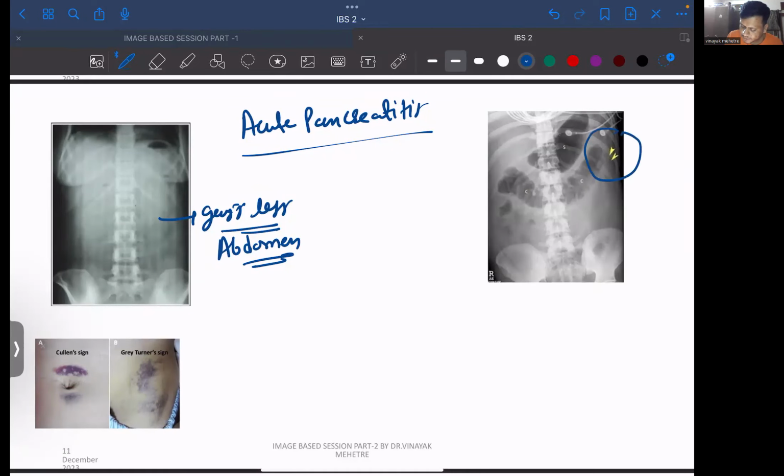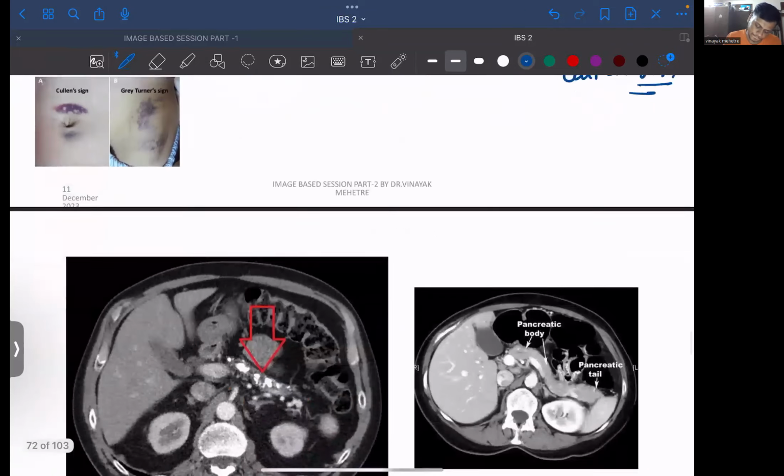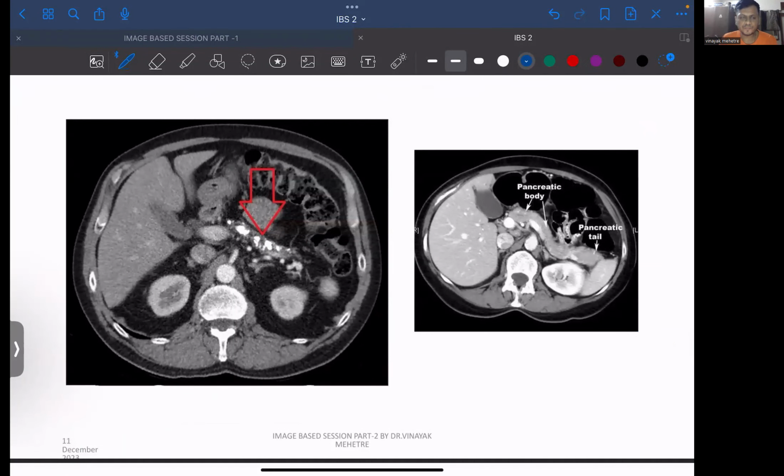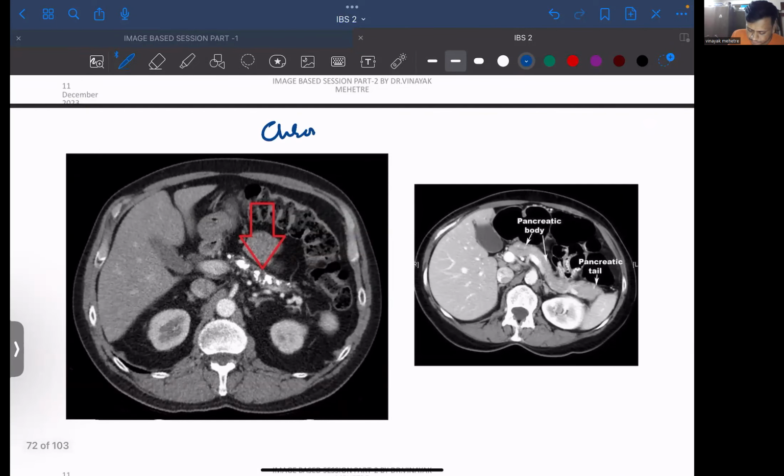And take a look over here. It is called as colon cutoff sign. It is called as colon cutoff sign, also seen in acute pancreatitis. But what you will see in chronic pancreatitis? Anyone? You will see calcification. What you will see in chronic pancreatitis? We will see calcification. Okay, we will see calcification.